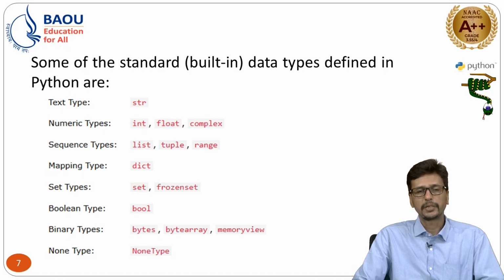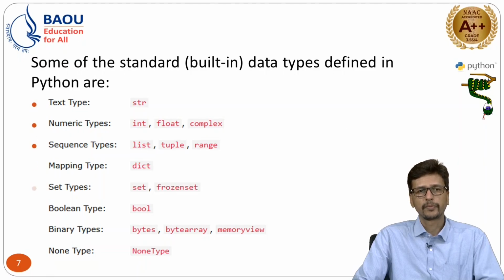Then after that, the mapping type, that is dictionary. Then the set types, two variations are there, set and frozenset. Then the boolean type, that is bool, which is the class type. Then the binary types, bytes, bytearray and memoryview, and the none type. So all these are the basic types available. We will see them one by one.